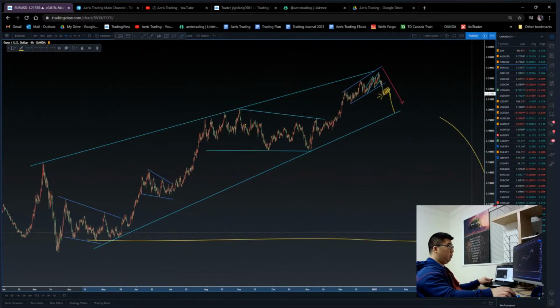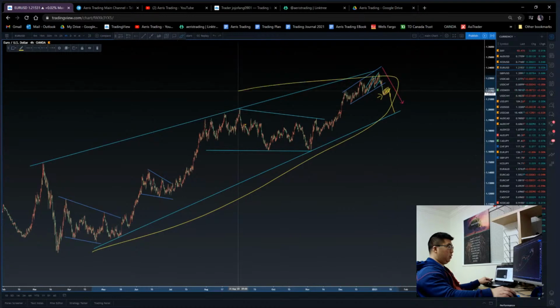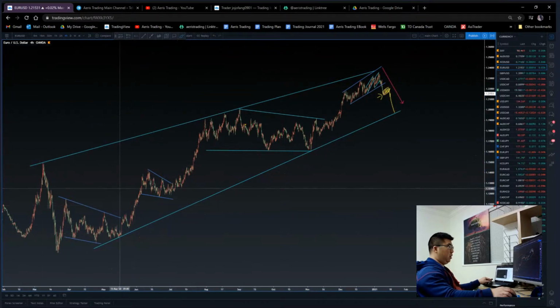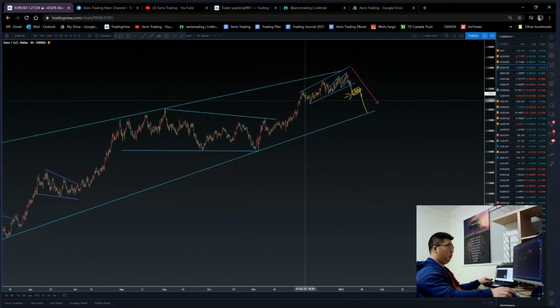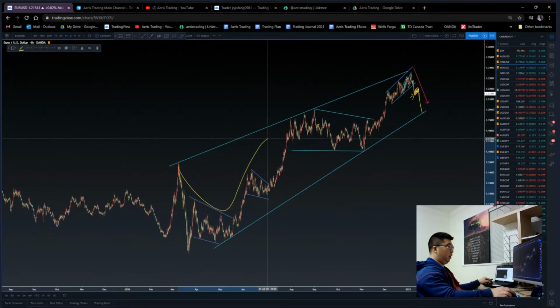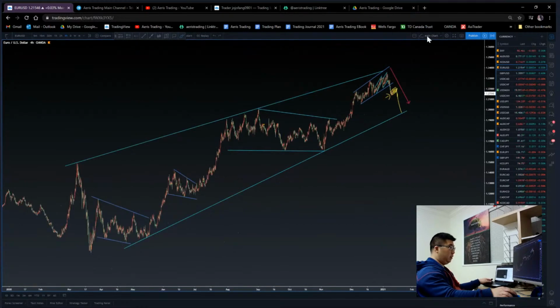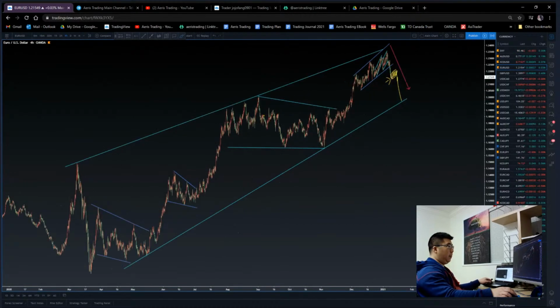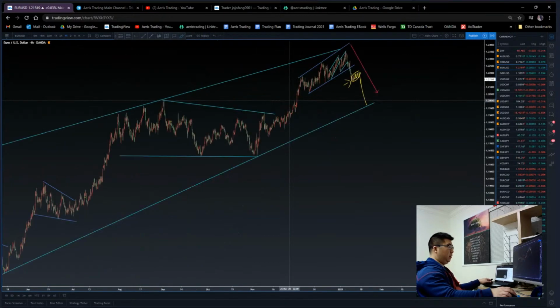It's possible, right? This overall structure is a kind of ascending channel, a rising wedge, and you have more of these ascending channels. So price is just continuously correcting, right, for a stronger impulse on a higher time frame yet. Okay, so that's why I still have a bias with the sell.